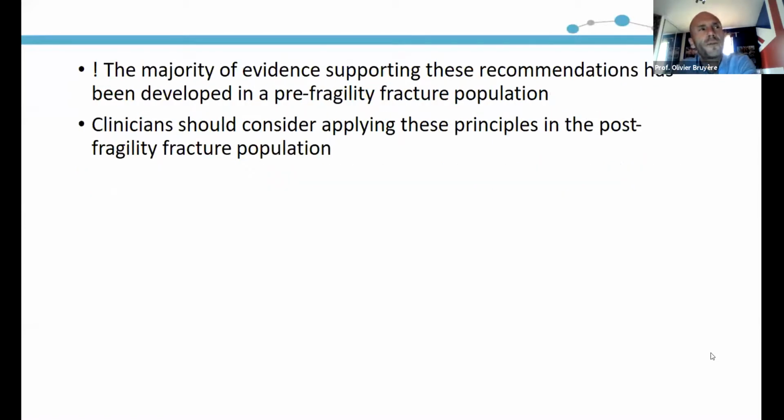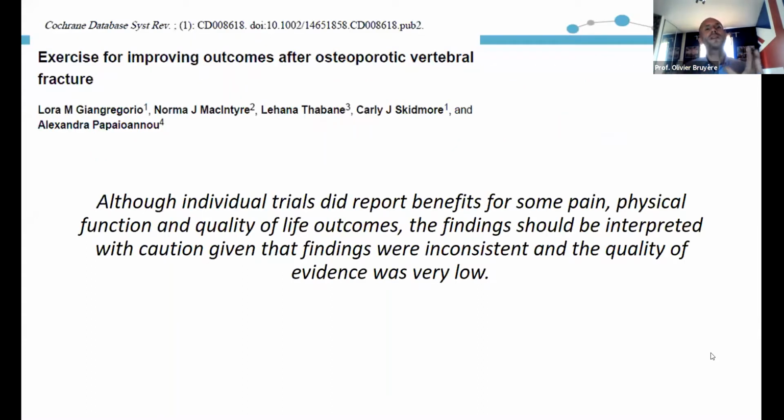However, I think that it's fair for me to acknowledge that all this evidence supporting the recommendation of resistance training and body balance exercises has been developed in a pre-fragility fracture population. So it's clear that we've got a high level of evidence suggesting that all these exercises are very useful in the prevention of the first fracture. However, we should acknowledge that we have less data suggesting that all these recommendations are really effective in patients with a fragility fracture. However, we've got some evidence.